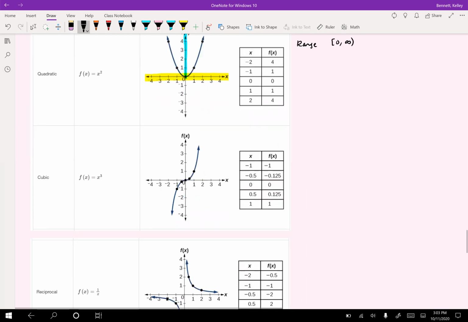For the cubic, all real numbers, and the range as well, because this goes onward and upward and downward and backwards, or whatever the antithesis of that is. So my domain and my range are both all real numbers here as well.